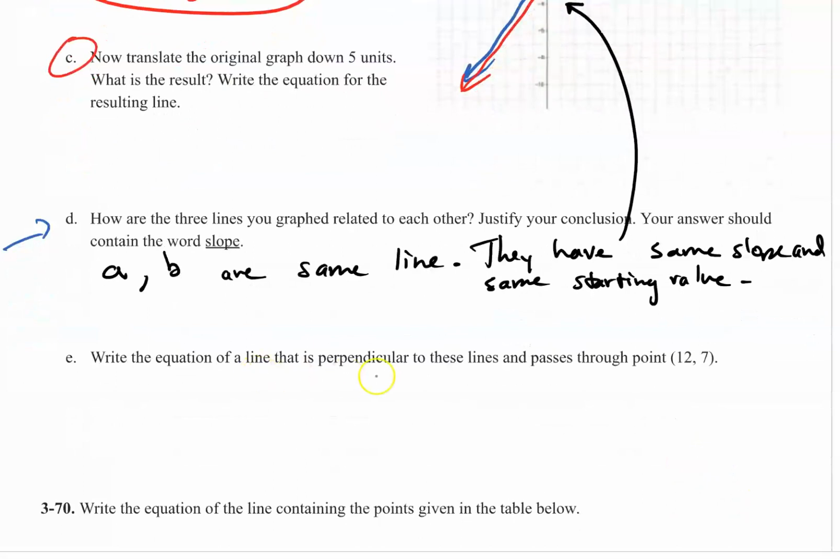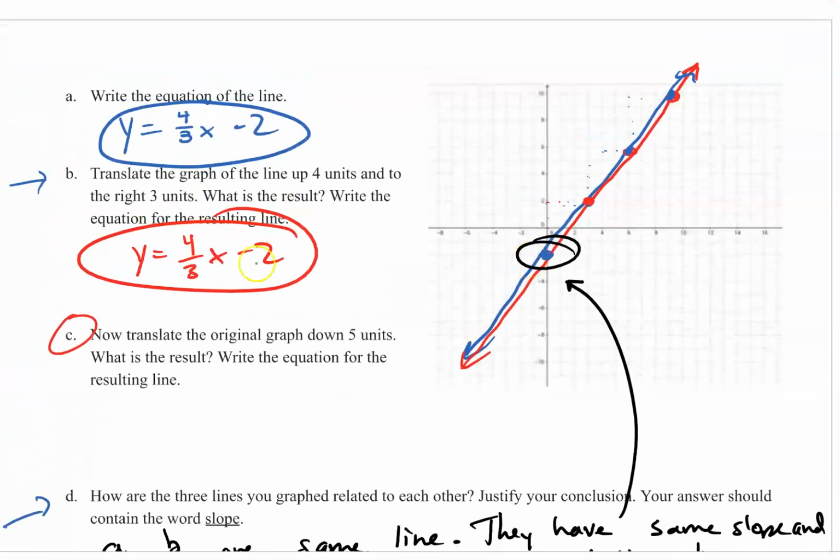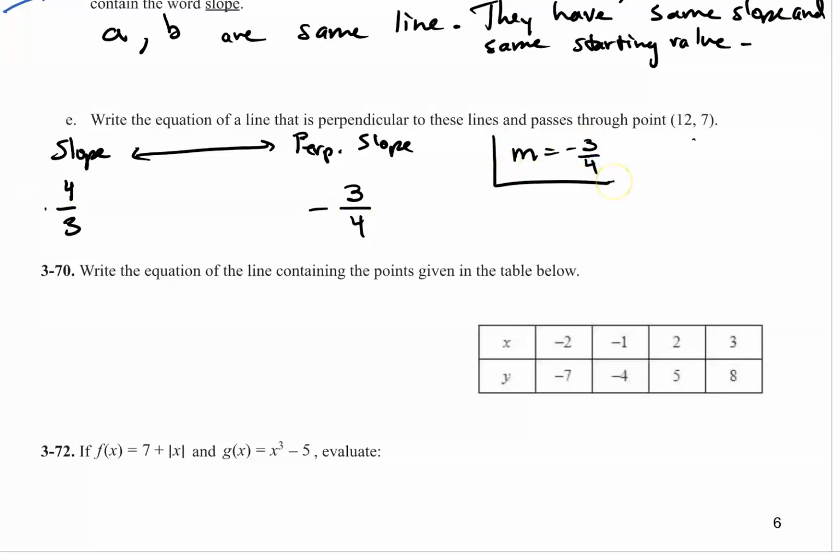Okay, for part E, you're supposed to write a line that is perpendicular to these lines and passes through this point. So let's get the slope. The slope of these lines is 4/3. Now if I want to make it perpendicular, the perpendicular slope is you take the original slope, you flip it upside down. This one's positive, so the perpendicular slope should be negative. So our line needs to have a slope of -3/4, and it needs to pass through the point 12,7.